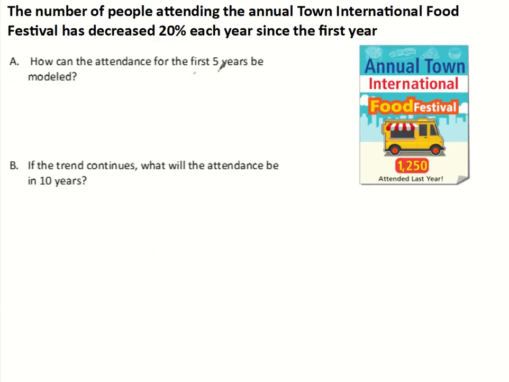Okay, so the number of people attending the annual Town International Food Festival has decreased 20% each year since the first year. How can the attendance for the first 5 years be modeled? And if it continues, what will the attendance be in 10 years? So pause it, see if you can model this.